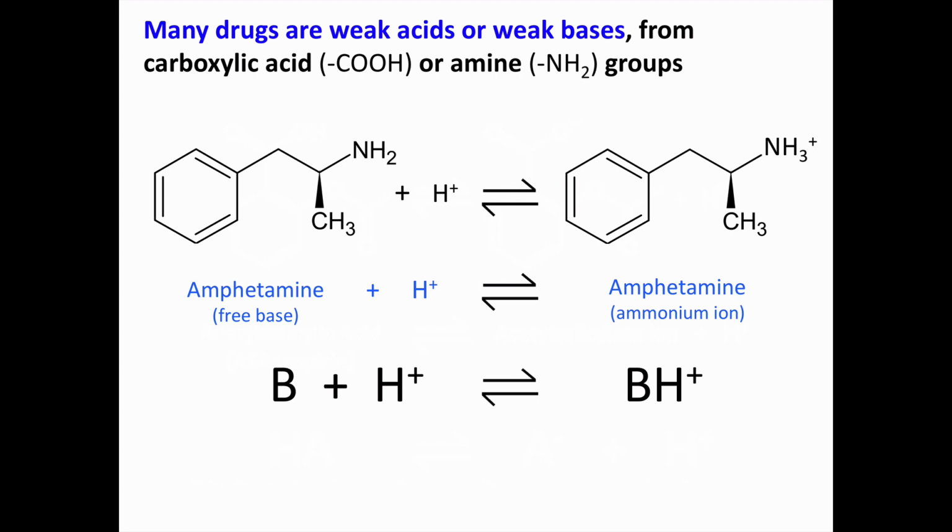On the other hand, you might have a drug that is a weak base, and the example given here is amphetamine. The fact that this drug contains an amine group is right there in its chemical name, amphetamine. In an aqueous solution, amphetamine can exist in an uncharged or free base form, denoted as B, or it may be protonated to its corresponding ammonium ion, or BH+. But you can see how this equation is virtually equivalent to what we just saw on the previous slide.